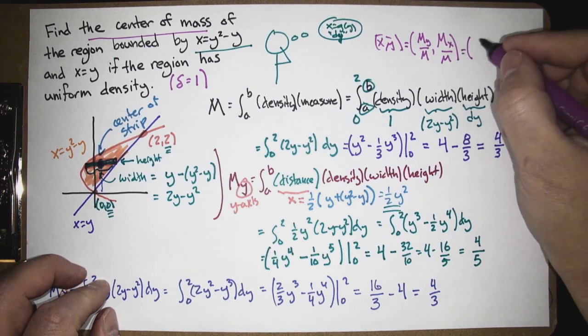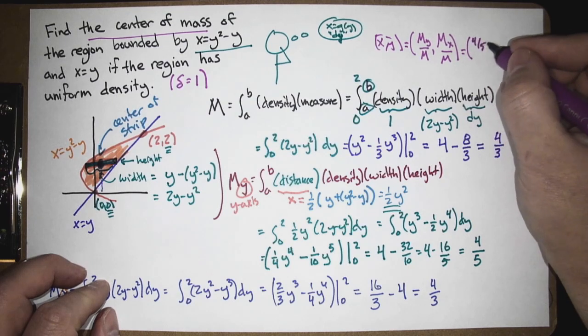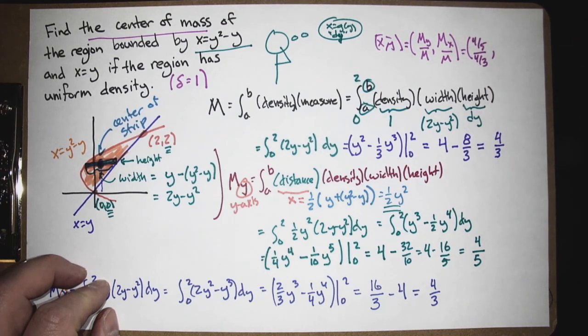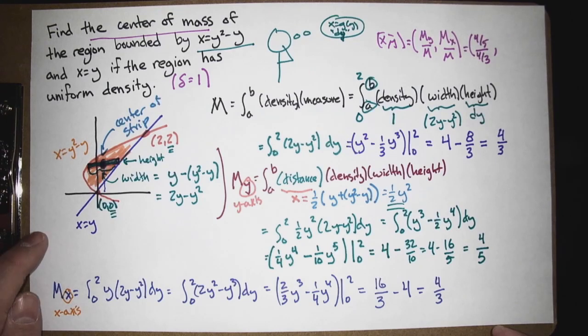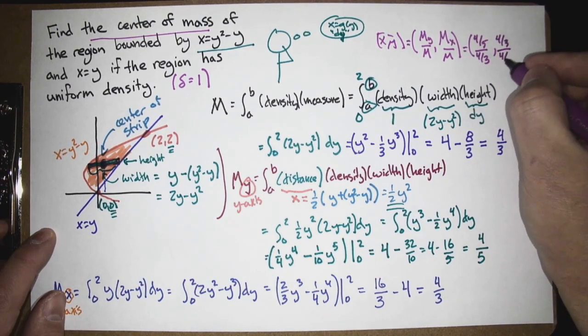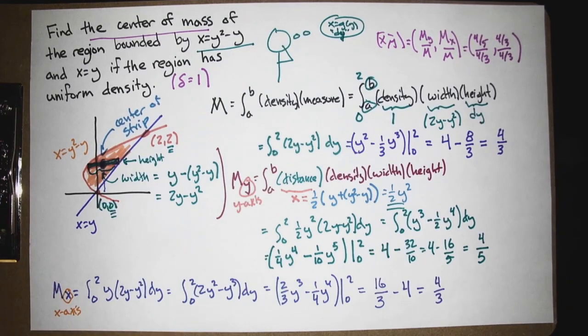4 over 5. So we have 4 over 5 divided by 4 over 3, comma. And then, what's our m sub x? 4 over 3 divided by 4 over 3. Now, someone noted, that's convenient. The last entry, 4/3 over 4/3, looks pretty simple. 1.